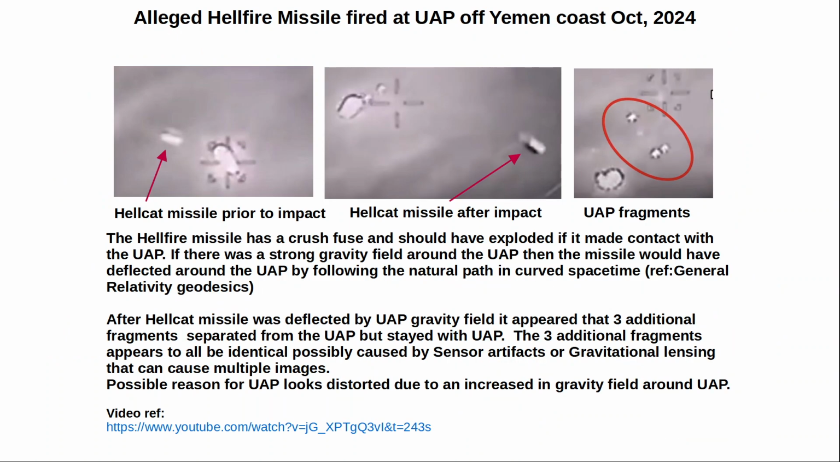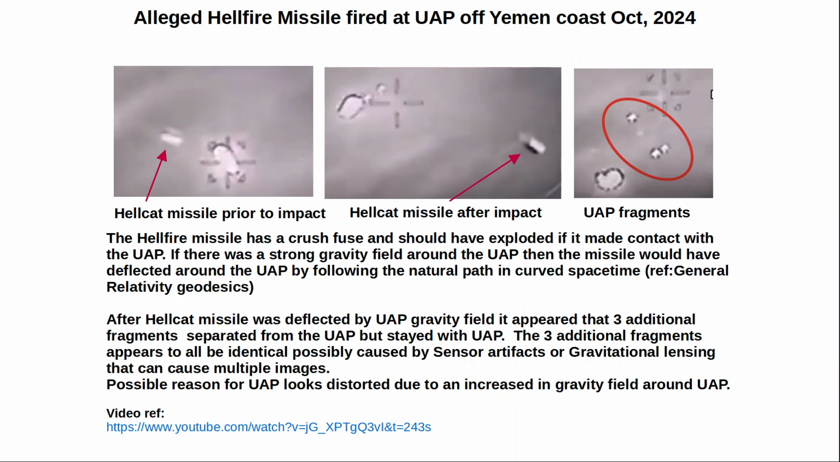So let's just take a quick look at the alleged Hellfire missile fired at the UAP off the Yemen coast, October of 2024. Here you see the Hellfire missile prior to the impact on the first image, and then the Hellfire missile after the supposed impact beyond the UAP, and then we have circled the three fragments that we see.